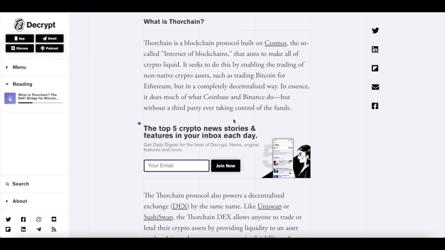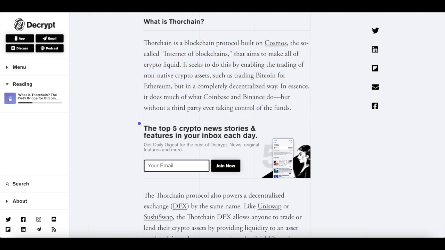So THORChain is a blockchain built on Cosmos, the so-called Internet of Blockchains, that aims to make all of crypto liquid. It seeks to do this by enabling the trading of non-native crypto assets, such as trading Bitcoin and Ethereum, but in a completely decentralized way. In essence, it does much of what Coinbase and Binance do, but without a third party ever taking control of the funds. That's kind of amazing to hear.